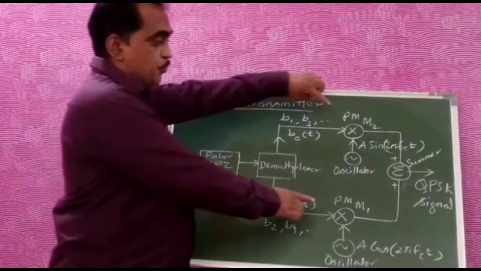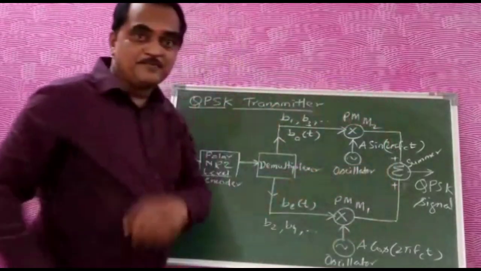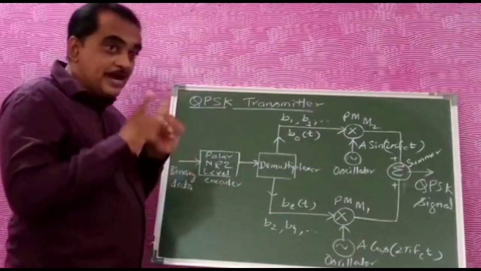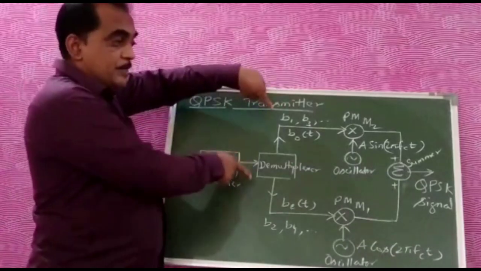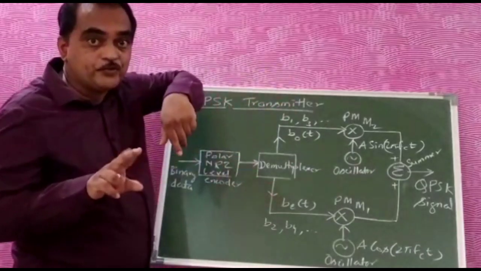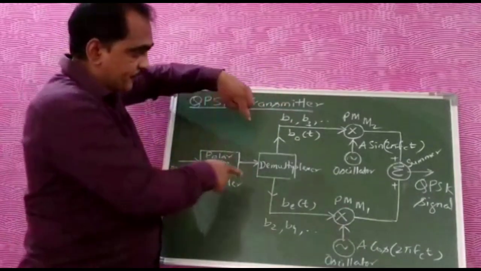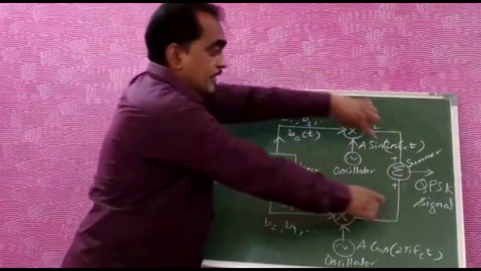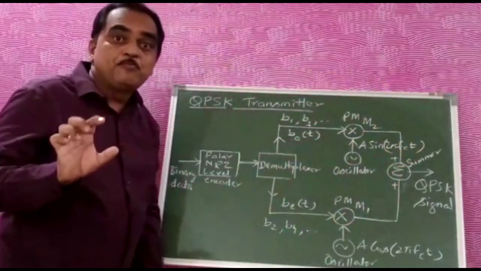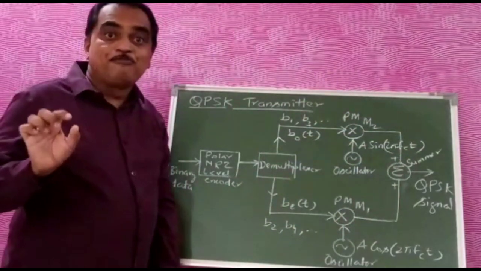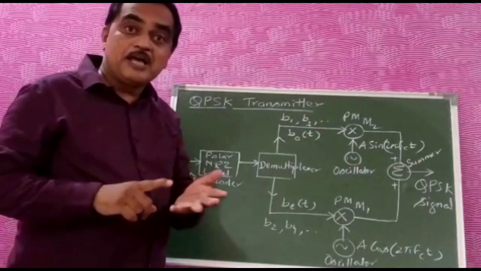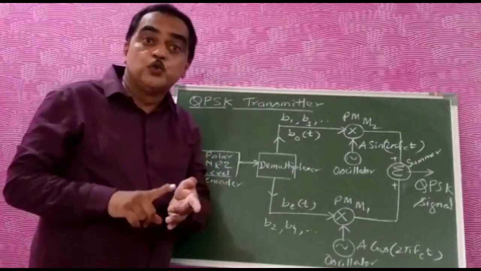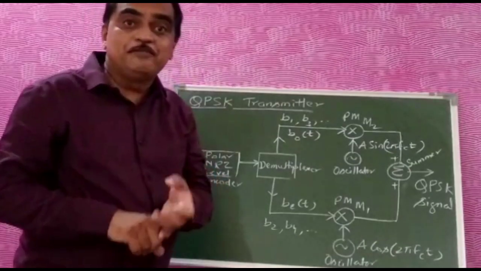Now, those two outputs of the product modulators are given to a summer, which is going to add them. That means at one time, one bit from here and one bit from here, so 2 bits, that is one dibit. The 2 bits' waveforms will get added here, and the output will be one type of phase shift. That phase shift can be 45 degrees, 135 degrees, 225 degrees, or 315 degrees.